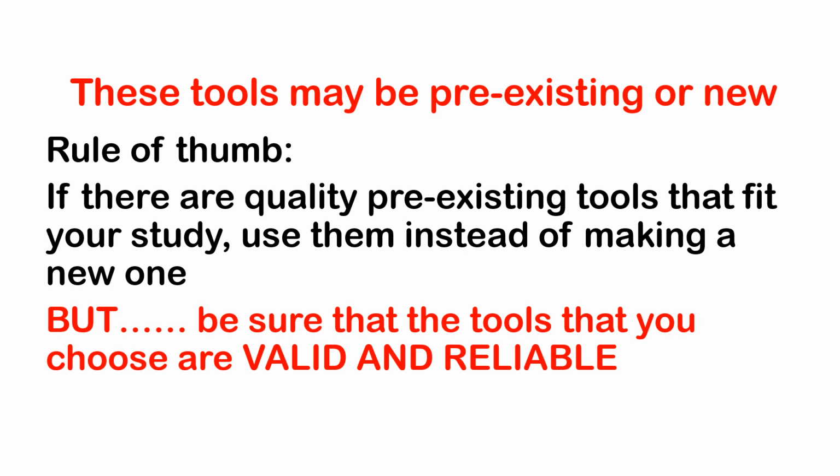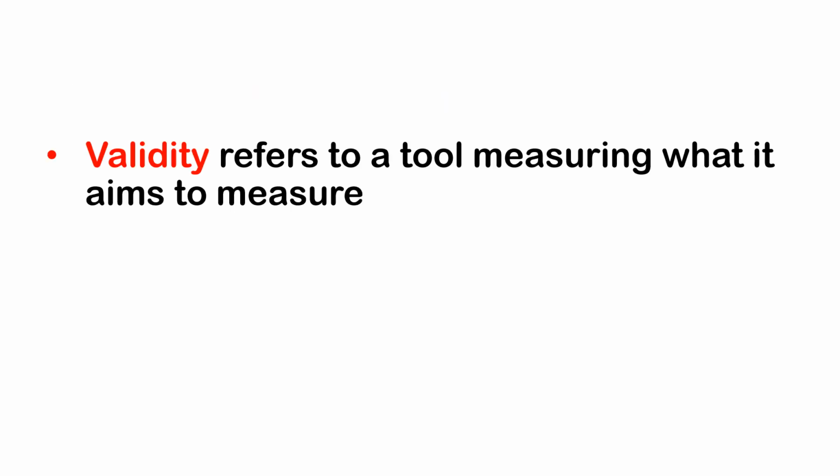The primary consideration is to be sure that the tools that you choose are valid and reliable. Validity refers to a tool measuring what it aims to measure. For example, if you wanted to measure weight, you would use a weighing scale, right? Not a BP apparatus. That would be ridiculous because a BP apparatus measures blood pressure, not weight. In this case, it is obvious that a BP apparatus would be a wrong choice.